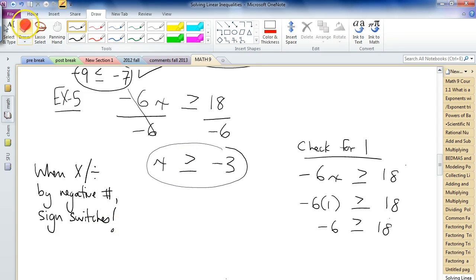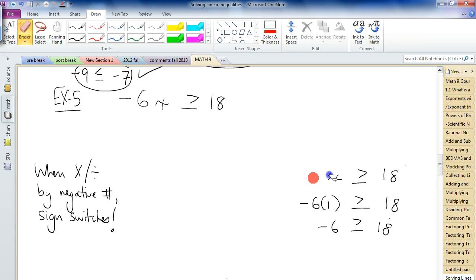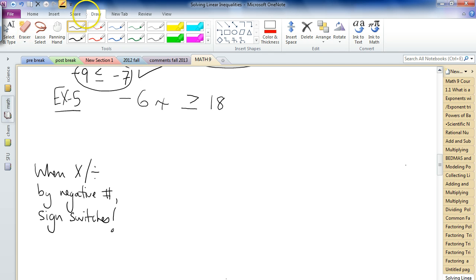So let's rewind this, and show how it was supposed to look in the beginning. Now that we know this little rule, let's do it from the beginning. Negative 6, we're going to divide by negative 6. I remember something about dividing by a negative number: when you divide or multiply by a negative number, the inequality switches. That means the greater than, less than sign switches.